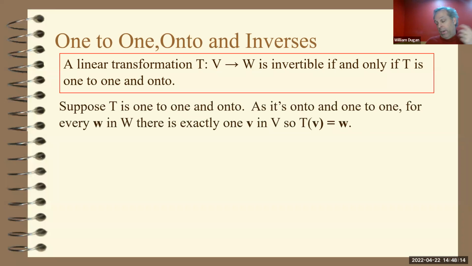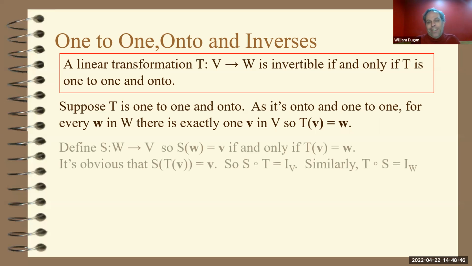Suppose that T is 1-to-1 and onto. If it's onto and 1-to-1, then for every vector W in W, there is exactly one vector V in V so that T of V is W. Why? Well, because it's onto, there's at least one. That's the definition of what onto means. And since it's 1-to-1, there can't be two vectors in V that get mapped to W. So there's at most one vector. So there's one and only one. That means then that for every W, there's one V.